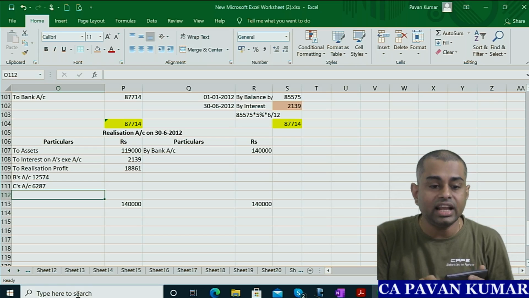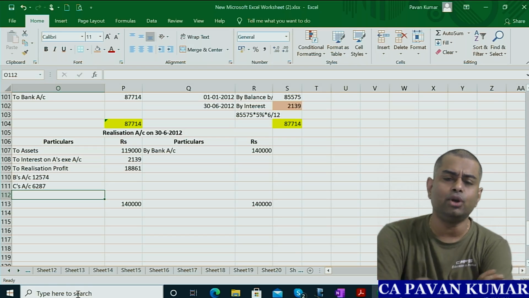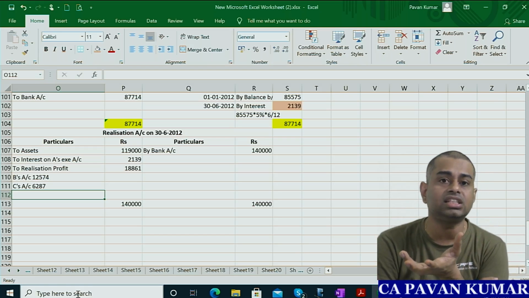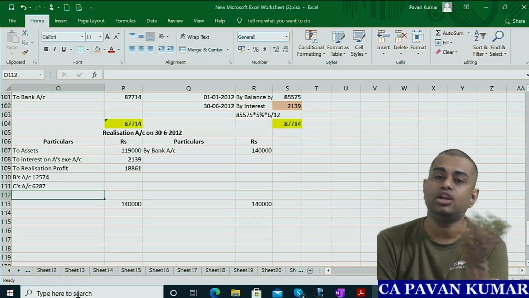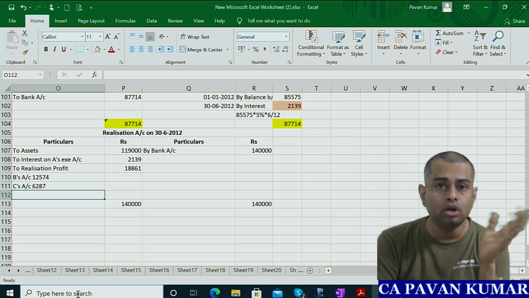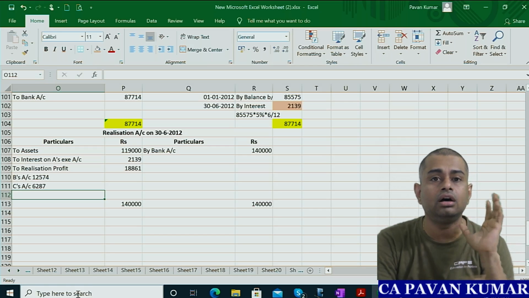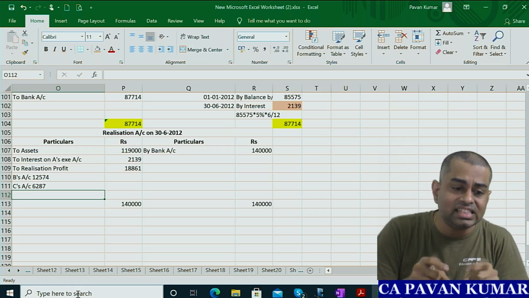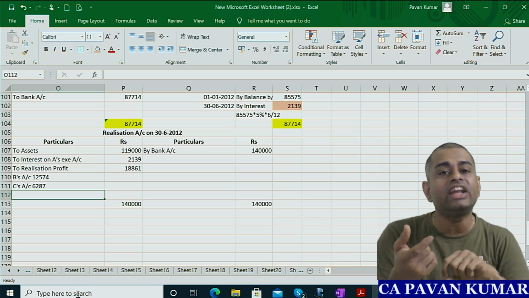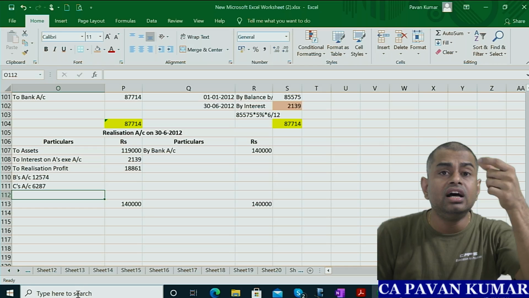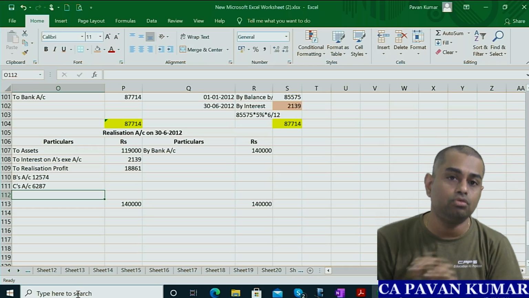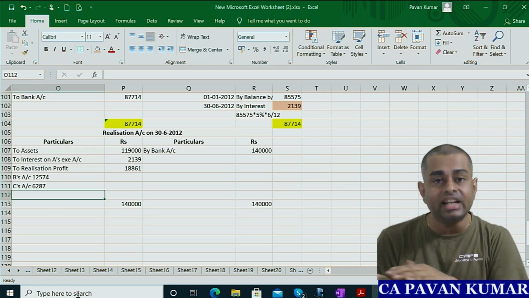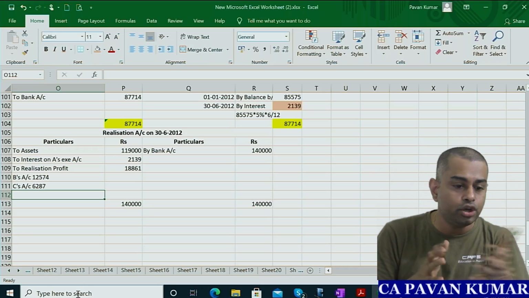That's all. This is the realization account. Realization account is quite simple. You received 1,40,000 purchase consideration, so credit side you will write. You have assets which are to be sold, that means disposed. So you will write the assets on the debit side of the realization account. What will be the journal entry? Realization account debit to assets account. So in the assets account it is credit, in realization it is debit. So you have written the assets.